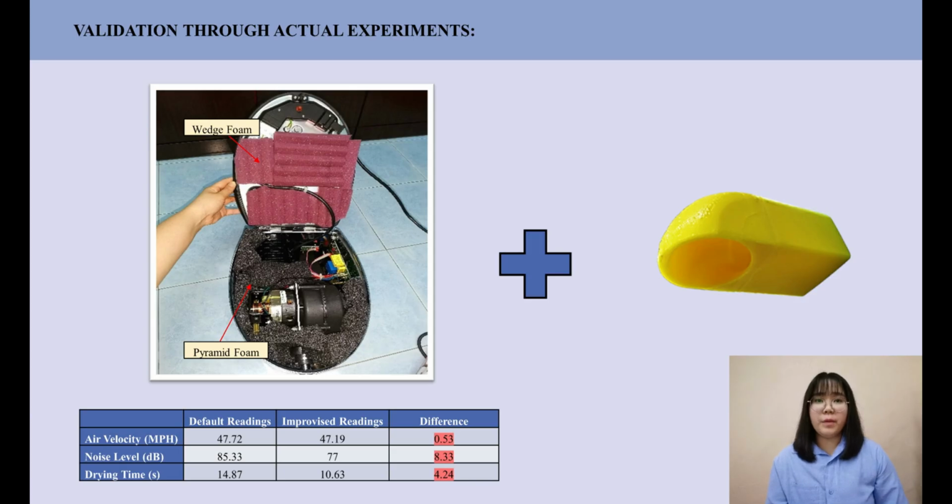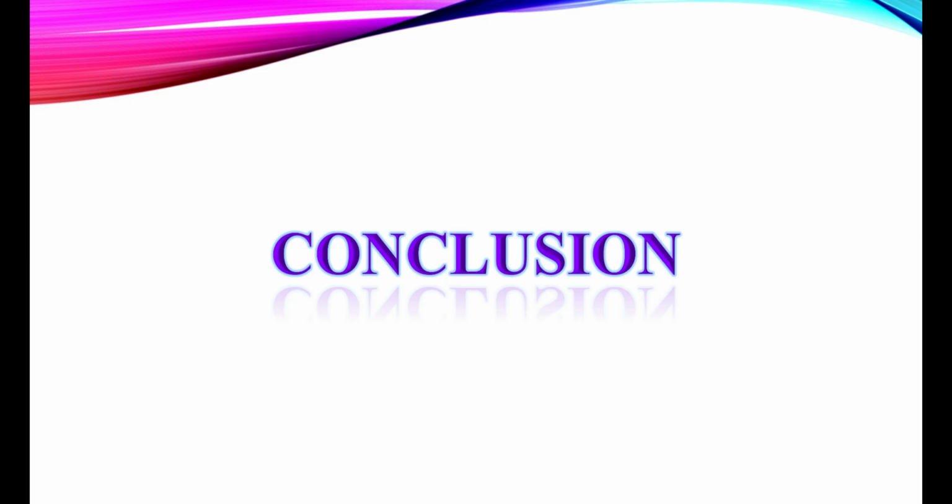In order to test the optimized parameters, validation through actual experiment is carried out by using the combination of wedge foam and pyramid foam as the insulations in the internal motor housing and cap of the hand dryer, while the type of nozzle used is the chrome nozzle. The results obtained show that there was a slight reduction of 0.53 miles per hour in terms of the air velocity, whereas for the noise level and drying time, there were great reductions of 8.33 decibel and 4.24 seconds respectively.